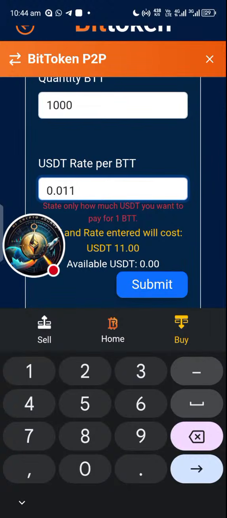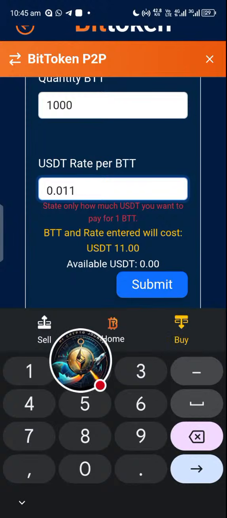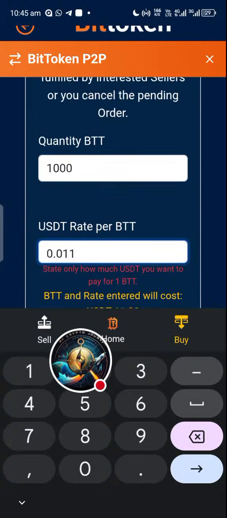There is a section called market quotes. You go to market quotes to check the rate at which the current price of buy or sell is. Then you can come here and place your order. Then you click on submit. Very simple. I hope this is not confusing.